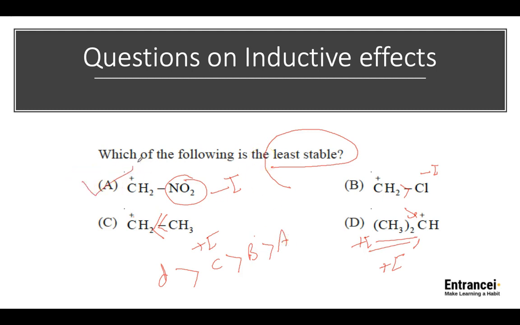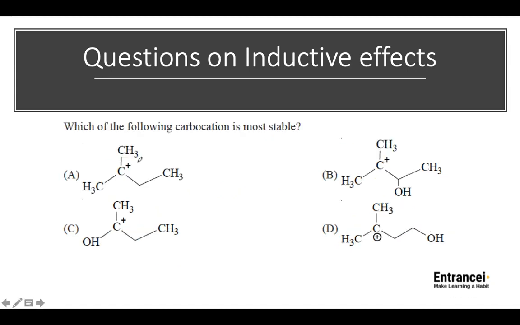You can stop the video and try these questions by yourself for better practice. Which of the following carbocations is most stable? So, in the next lecture, I will explain about resonance. In that resonance, you can understand the actual answer of this question. Because of this oxygen lone pair, it donates electrons and the stability of the carbocation increases.